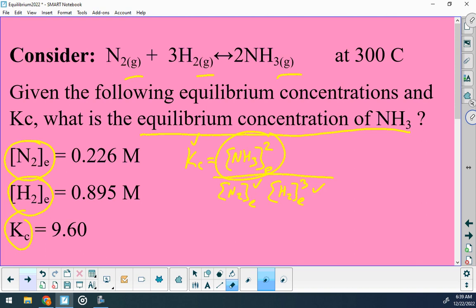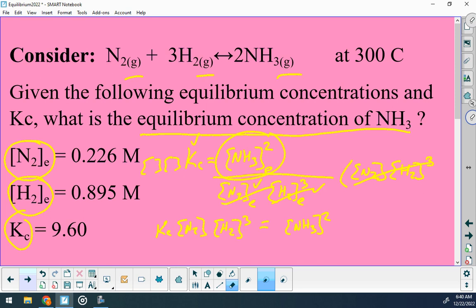So you may have to do a little algebra here. What I need to do is multiply both sides by my N2 and H2 so that I can get my NH3 by itself. Let's do this to both sides: concentration of N2, concentration of H2 cubed. I'm going to do the same thing over here. So then I get Kc, concentration of N2, concentration of H2 cubed, and these guys then would cancel, and that equals the concentration of NH3 squared.